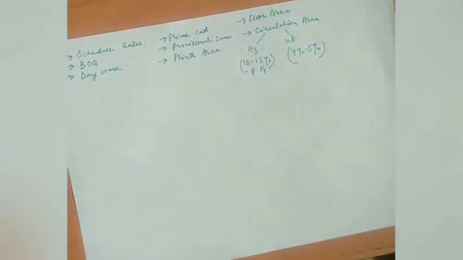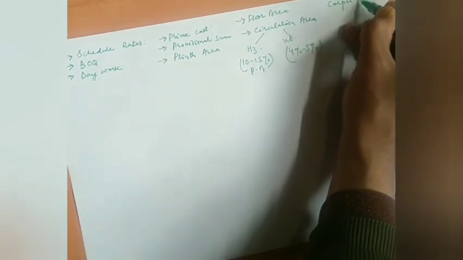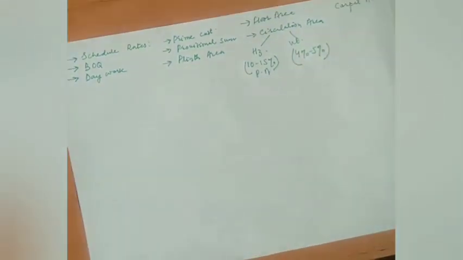And then another thing you should know about is the carpet area. Now what is carpet area? Carpet area is simply the useful area. Therefore, it is the total area minus the circulation area. What is a useful area? A useful area basically means the livable area.